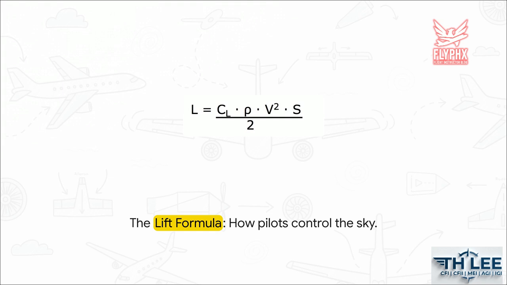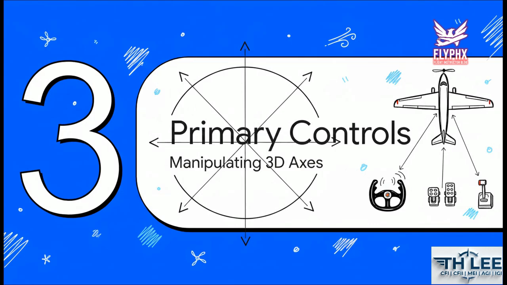But you directly control lift by adjusting 2 things, your calibrated airspeed, which is v squared, and your coefficient of lift, which is your angle of attack. Basically, if you slow down, you must pitch up, meaning you increase your angle of attack to maintain the exact same amount of lift. Moving right along to Section 3.